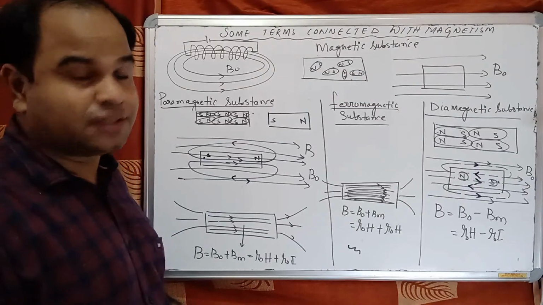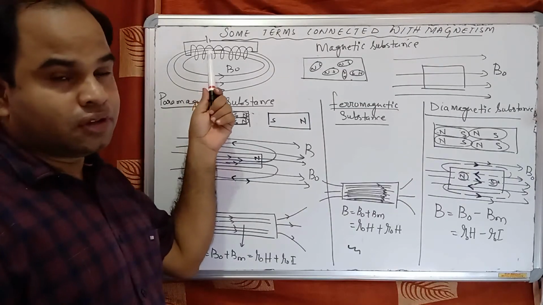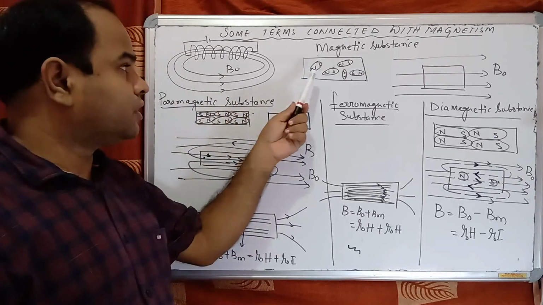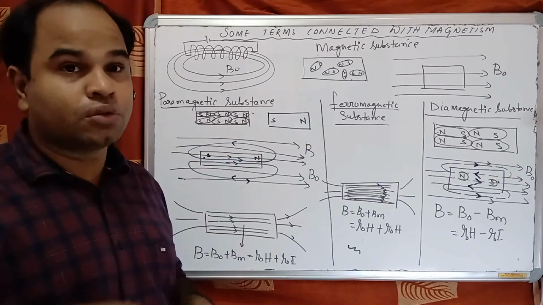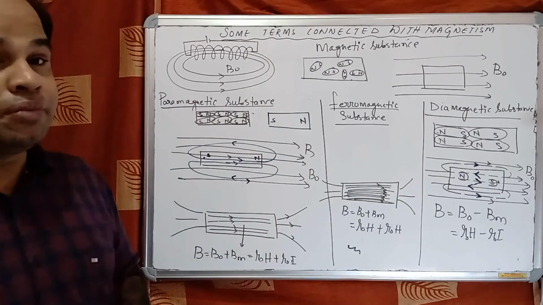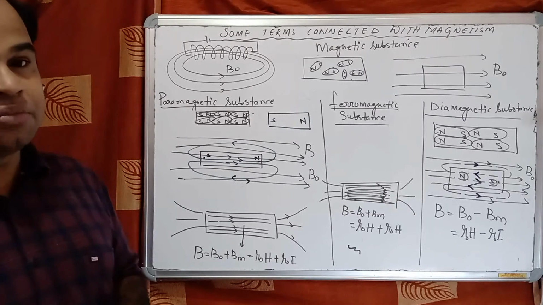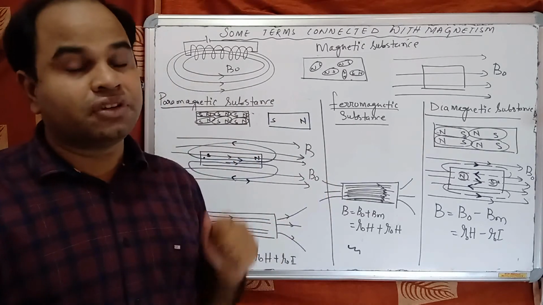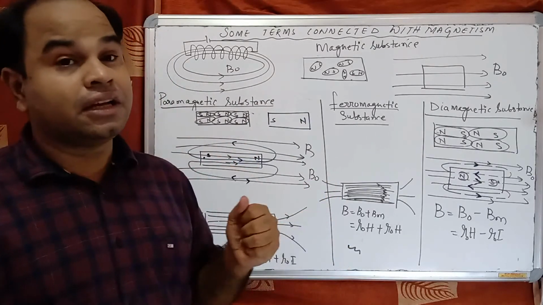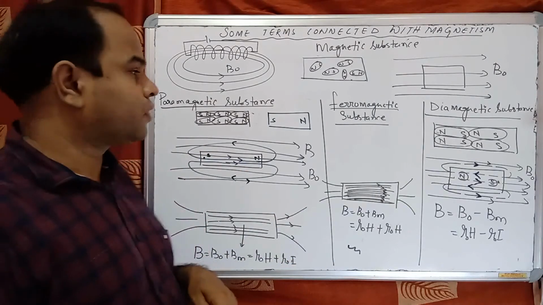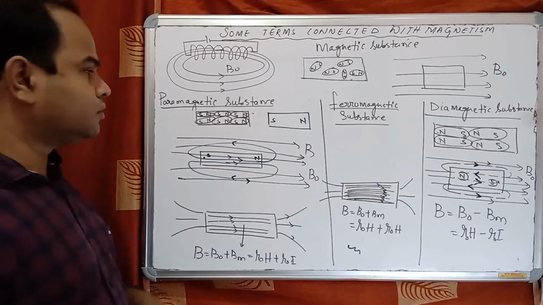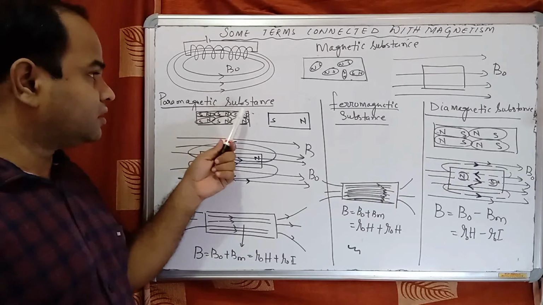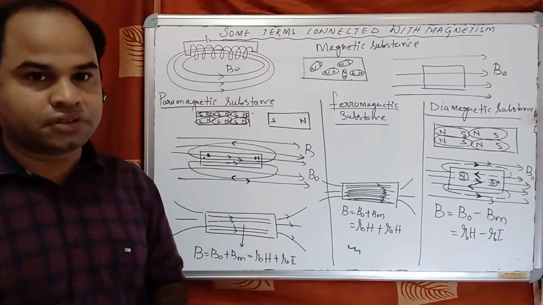We have discussed that a solenoid produces a magnetic field, and if we place a magnetic substance in that magnetic field, then the magnetic substance will be magnetized. That means all the dipoles present in that magnetic substance will be aligned along a particular direction. Okay? We are having three types of magnetic substances: paramagnetic substance, ferromagnetic substance, and diamagnetic substance.